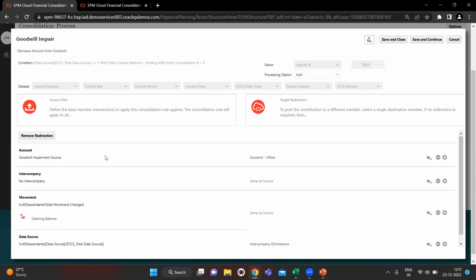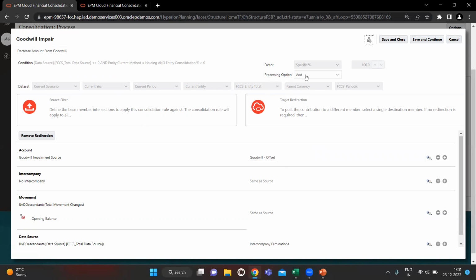What happens is that whenever we create a rule set, all the sources get copied down in the rule, and we have to then select the targets. So as you can see, we have the source, and then at the right hand side we have the target. So for goodwill impairment, I've chosen the goodwill offset account. From this account, all the amount I put will be deducted from the goodwill offset.